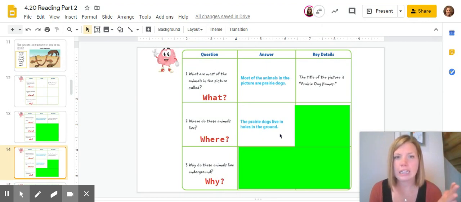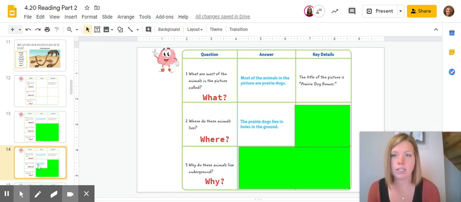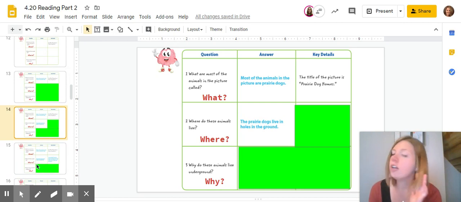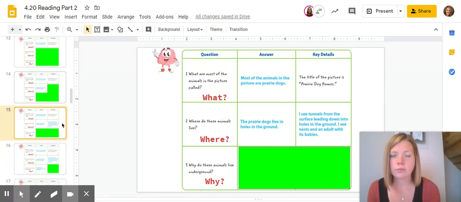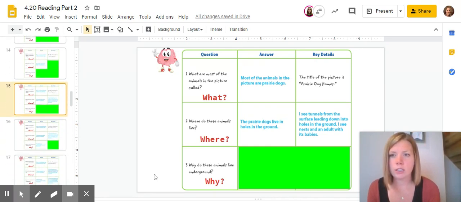So again, where did I get that information? From the picture. So as I go for my key details, that's my proof, that's my evidence. Where am I getting it? From the picture or from the text. Well, when I went back and looked at the picture, I see tunnels from the surface leading down into holes in the ground, and I see nests and an adult with its babies. So because I see those things, I can infer that prairie dogs live in holes in the ground. All right, so moving on to the next one.